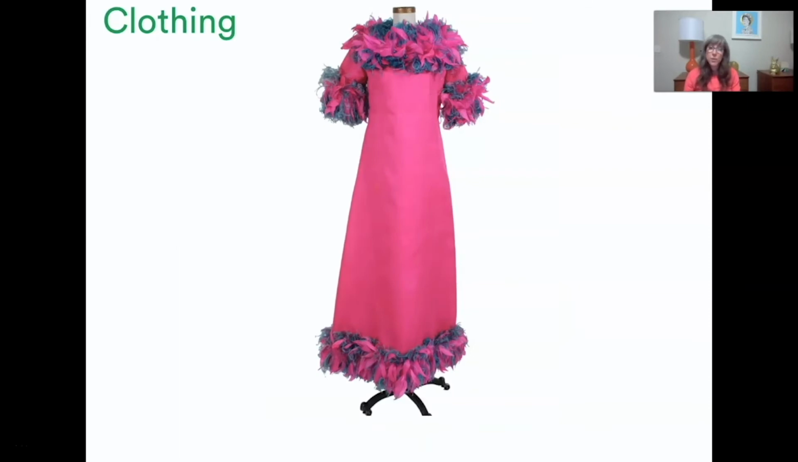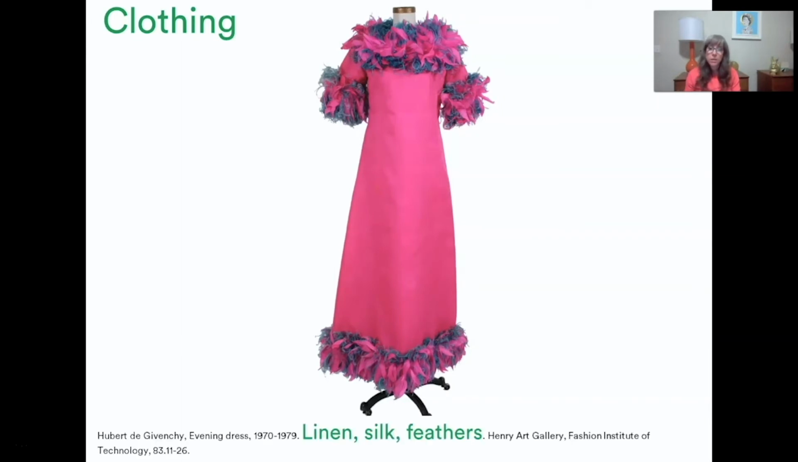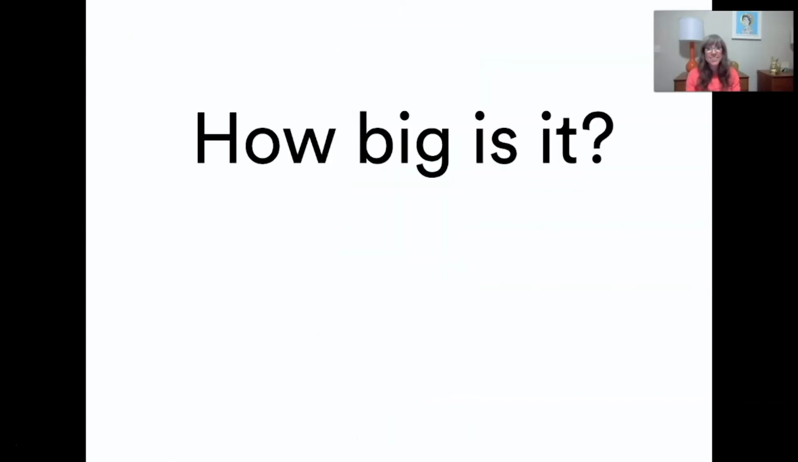And then with a piece of clothing, like this amazing dress, we want to know what was used to make it. Like this one is made of linen, silk, and feathers. Lots of very colorful feathers. And then how big is it? So that is really important.